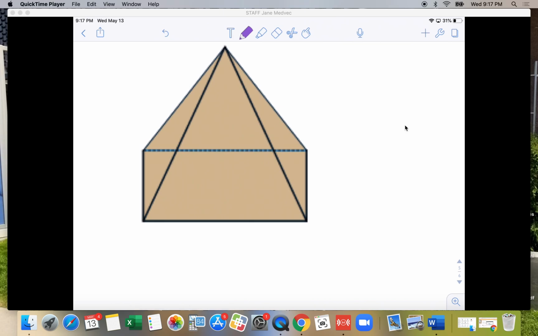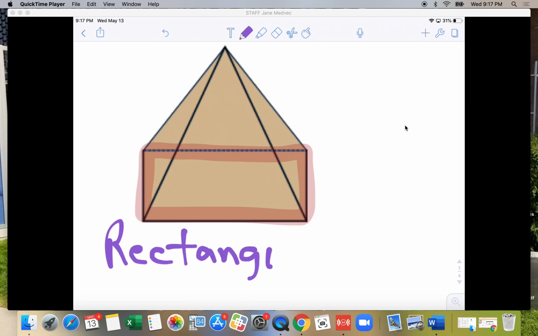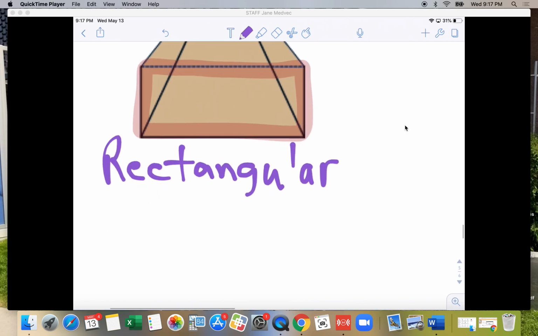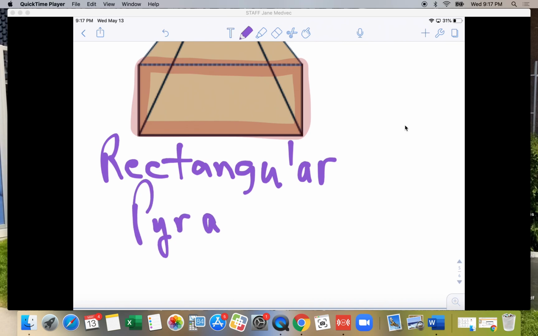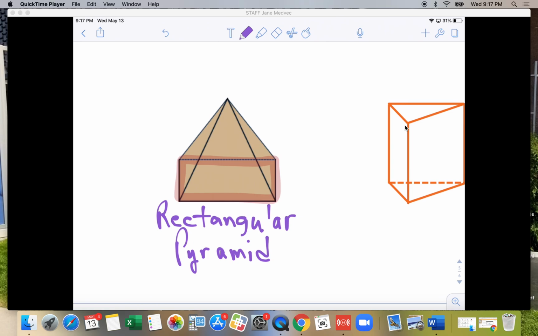When I look at this one, you're going to notice that I've got triangles, and then this is the base of it. This would be a rectangular pyramid. So pyramids, you're going to notice, have triangles for the sides.